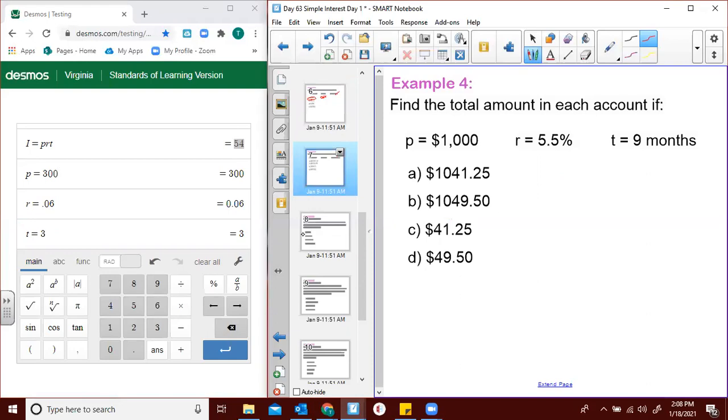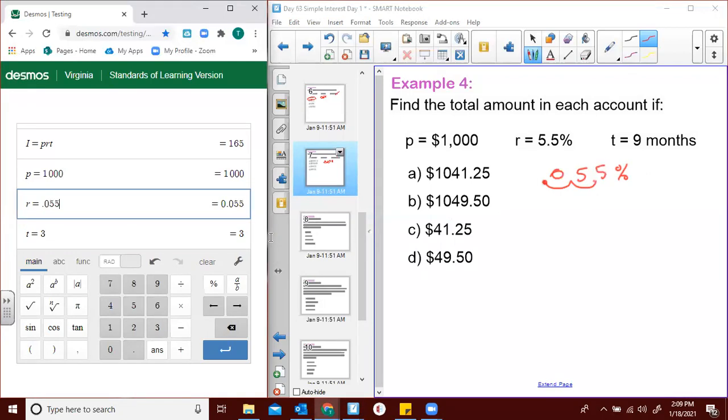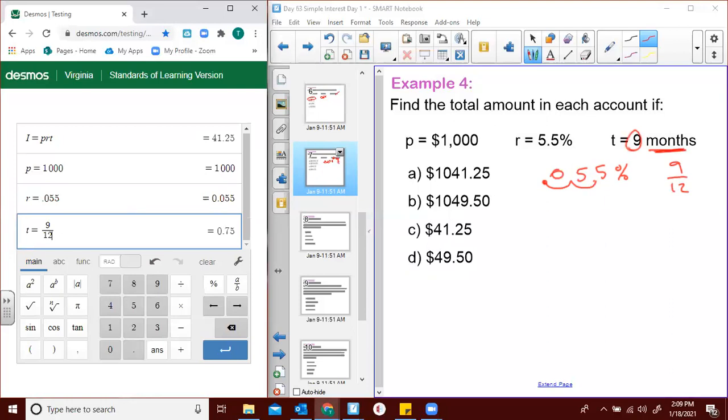All right, one more quick one. I'm going to go ahead and change my P to 1,000. Just going to drive this home. I have 5.5%. I need to turn that into a decimal: 1, 2, fill in my zeros. So I have 0.055. Then notice that I have my 9, but it's in months, so I'm going to write that as 9/12. And you'll see up top here, I get $41.25.